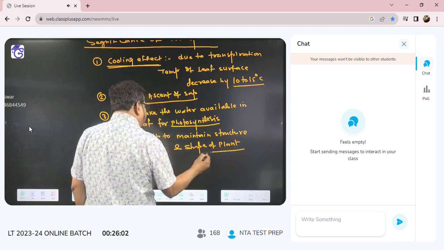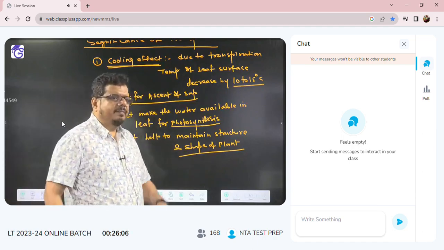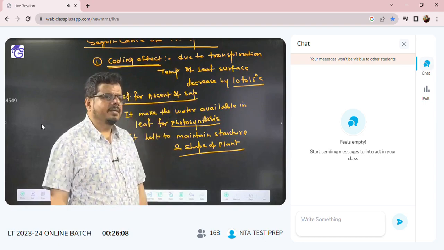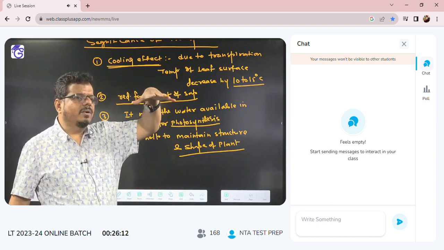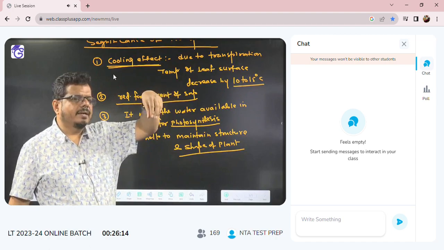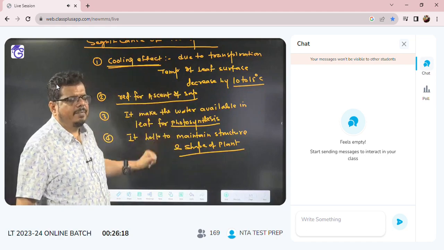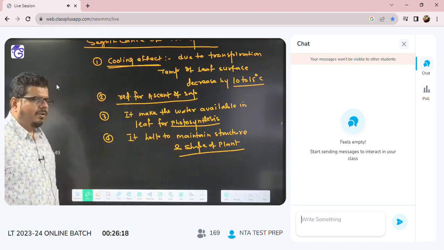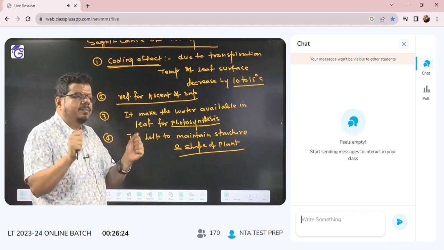An example I am telling: when water reaches the leaf, it maintains turgor pressure in the leaf, and due to that the leaf remains expanded. If water is not reaching the leaf, the leaf will become wrinkled. So structural support and integrity are there, and the shape is maintained. For maintaining shape, water is required, because water exerts turgor pressure.